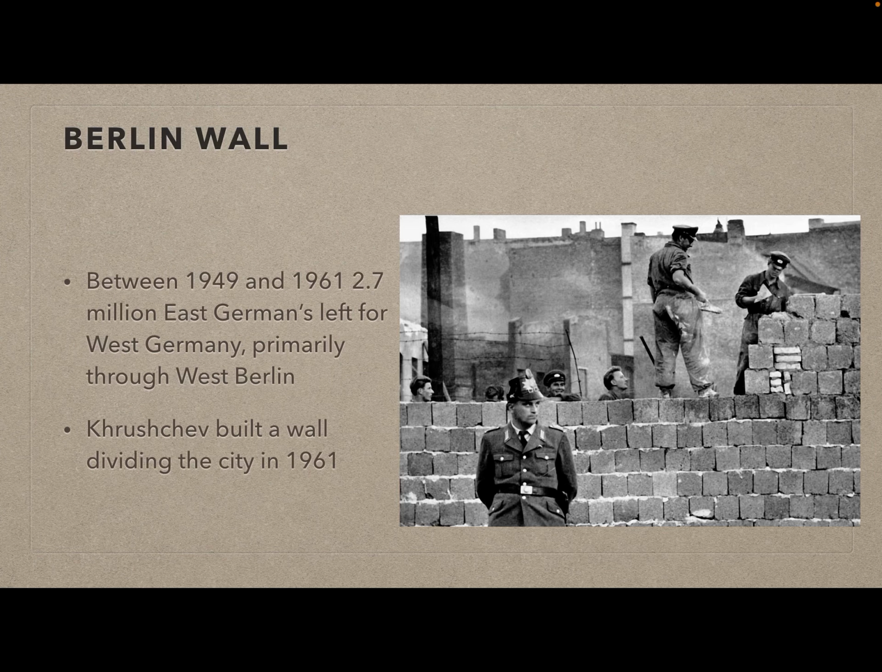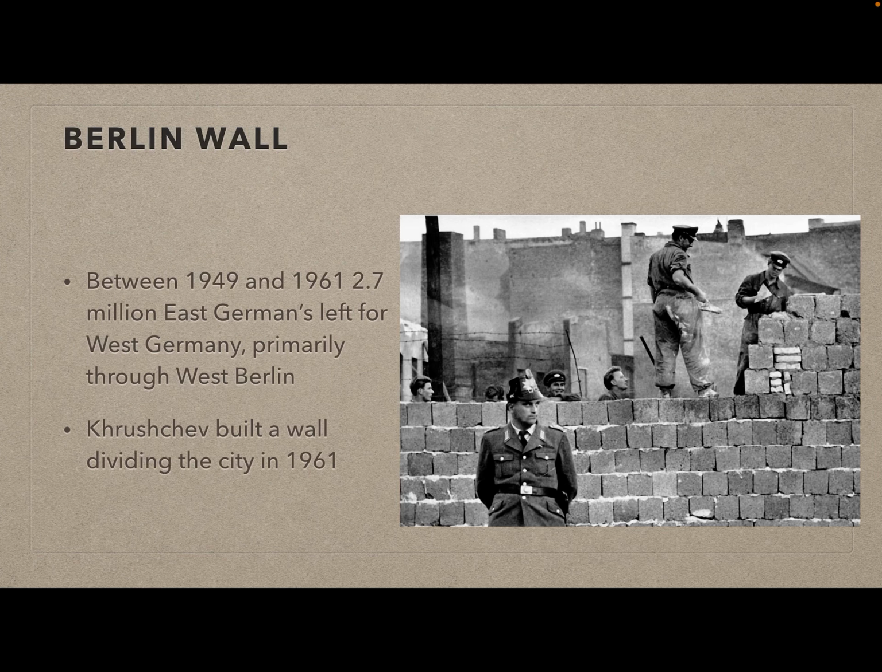Another symbolic moment of life in Soviet-controlled Eastern Europe was the building of the Berlin Wall in 1961. So between 1949 and 1961, after the Berlin blockade had ended, 2.7 million East Germans left for West Germany, and they left primarily through West Berlin.